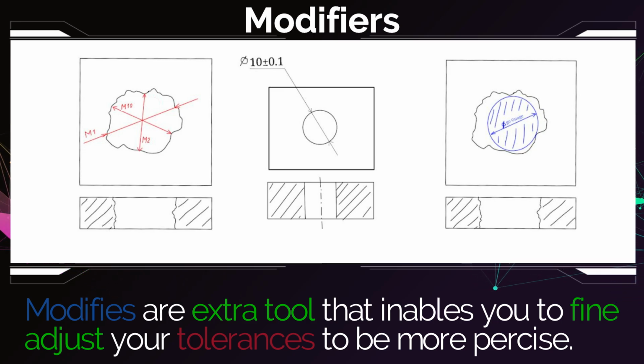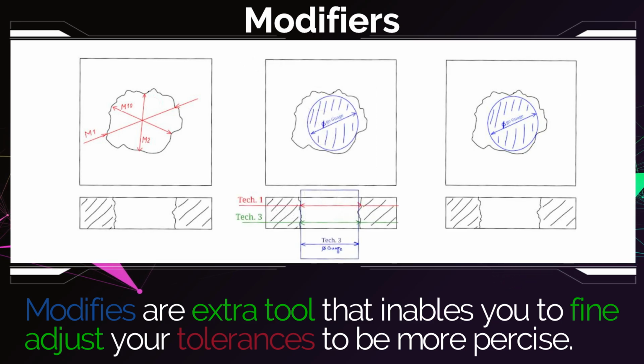The third technician measured just as technician 1 but in a different cross-section. This confusion leads to endless discussions and a lot of lost money. This is where modifiers come to play, and this is only one of the advantages of modifiers. Let's look at them in more details.